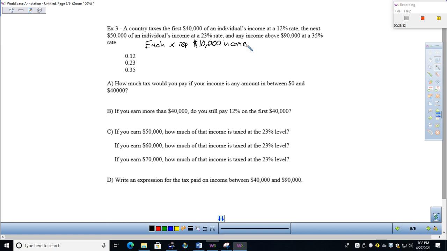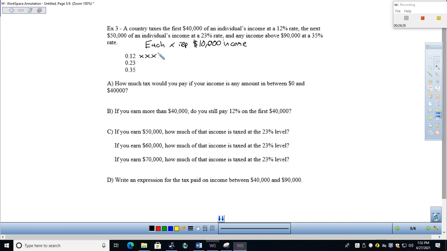All right. So let's start it out. How much tax would you pay if your income is any amount between $0 and $40,000? So what I'm going to do is look at that top line and then look at my little table right here. If I made $10,000, based on the way the problem is worded, all of that would be taxed at 12%. If I made $20,000, all of that would be taxed at 12%. If I made $30,000, all of it would be taxed at 12%.